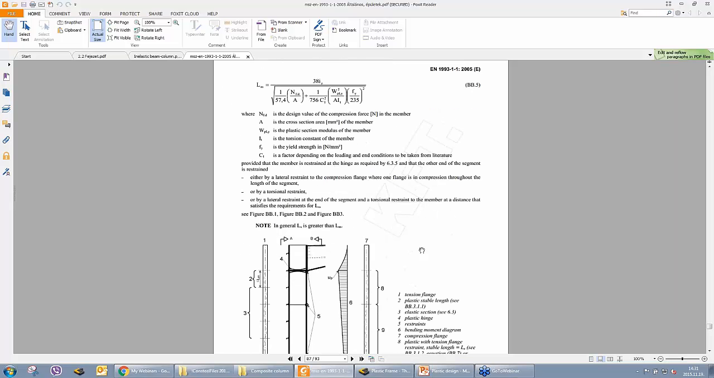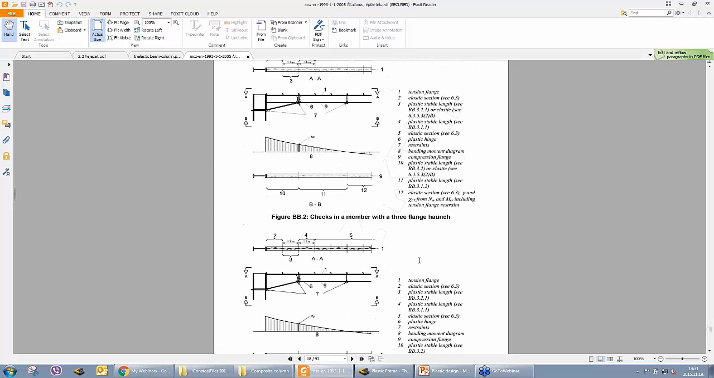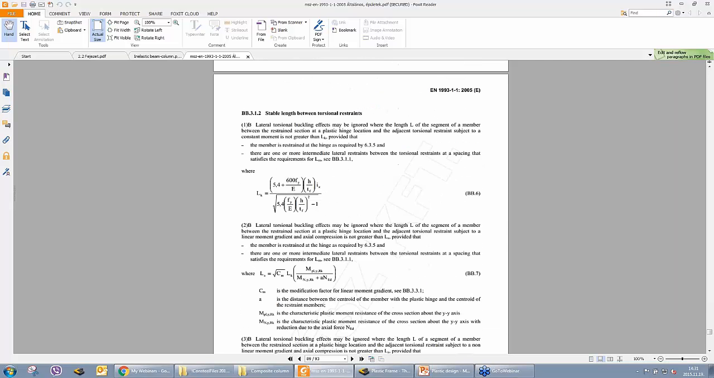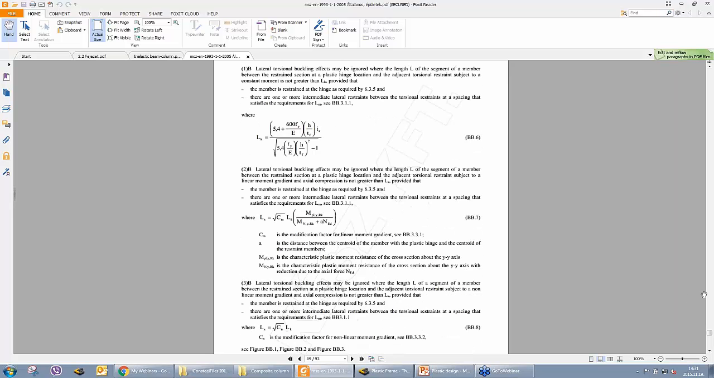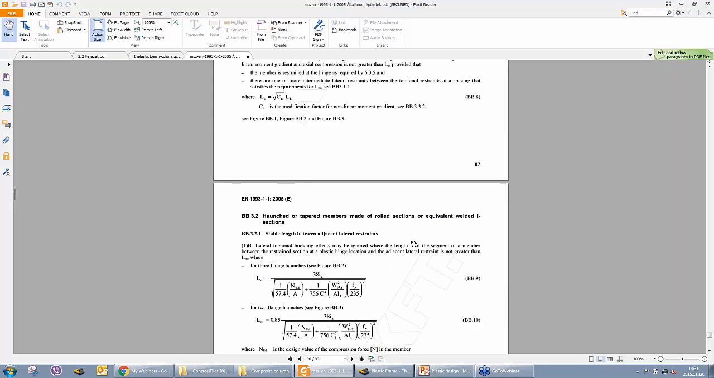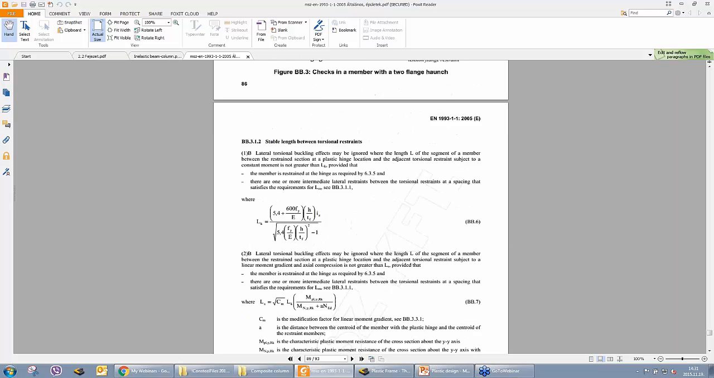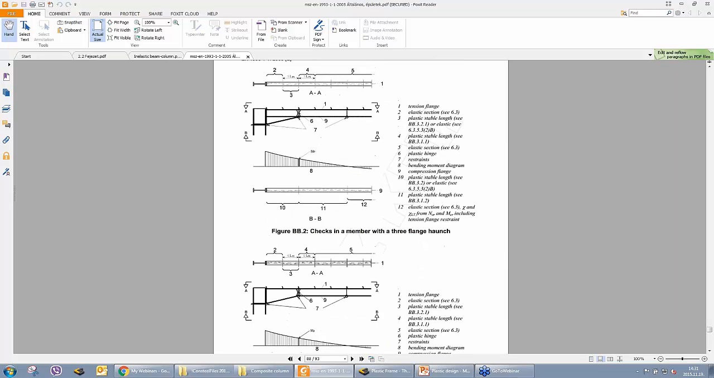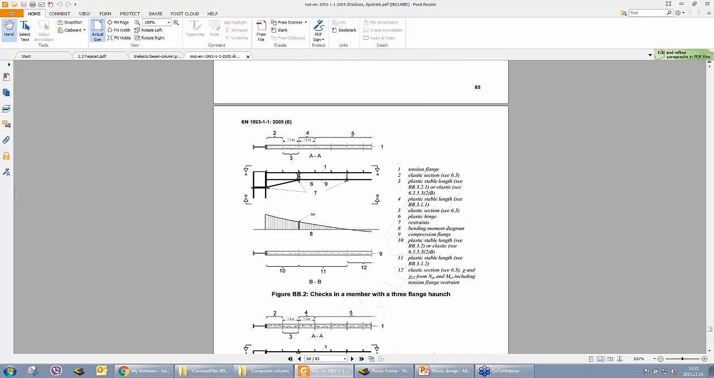This is the formula of it. And the second one is a stable length between torsional restraints. And there are some modifications if we would like to calculate these restraints on hinged or tapered members. So these are the stable length. And what is the design philosophy?